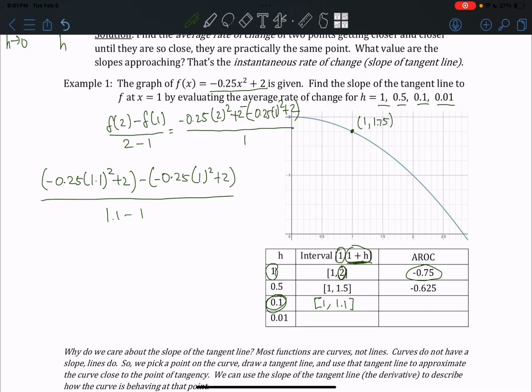And if you punch this into the calculator, you are going to get negative 0.525. Of course, I did this earlier. I didn't just look at it and get the answer, okay? I need to punch this into the calculator just like all of you guys do. So the AROC, the average rate of change here, is negative 0.525.